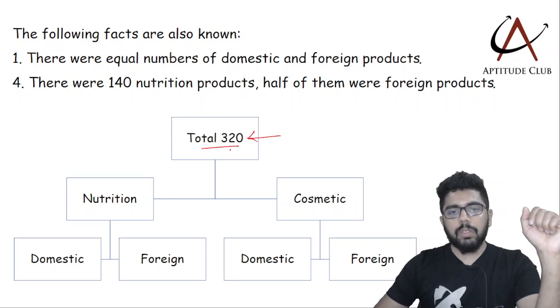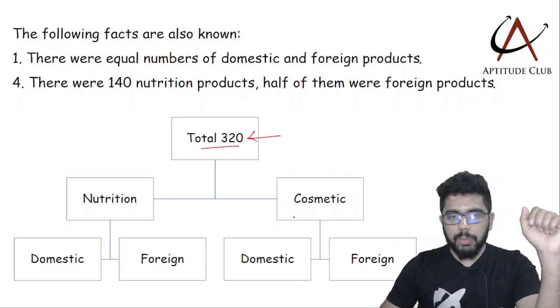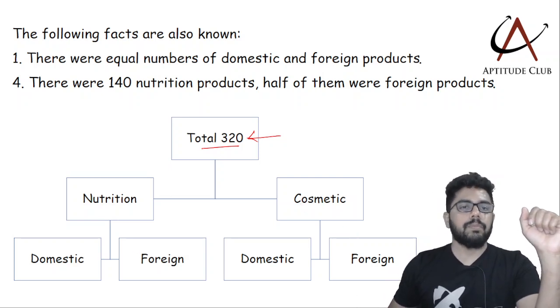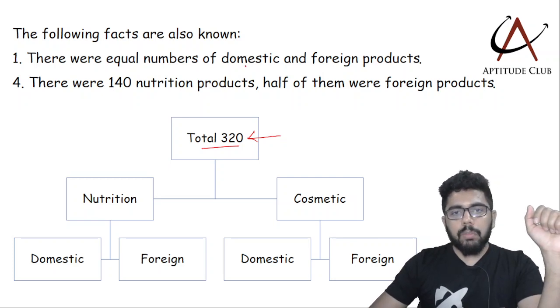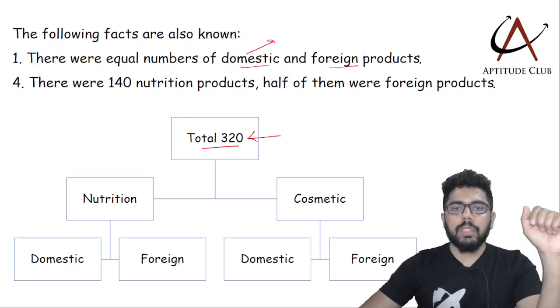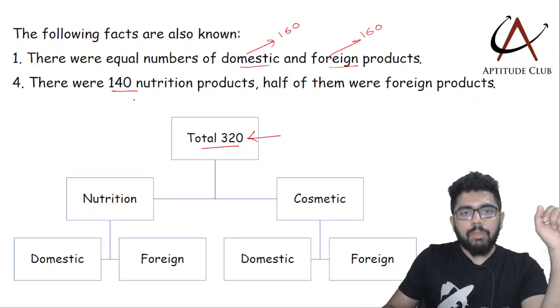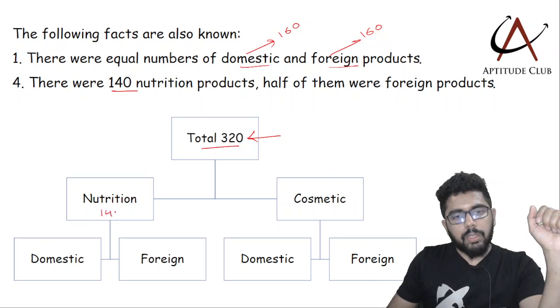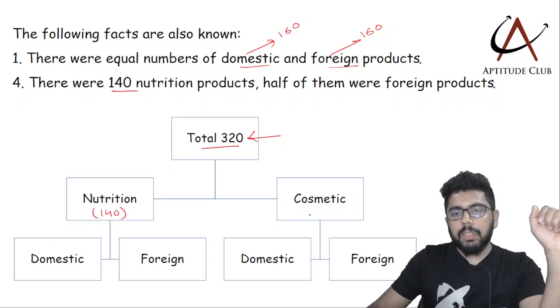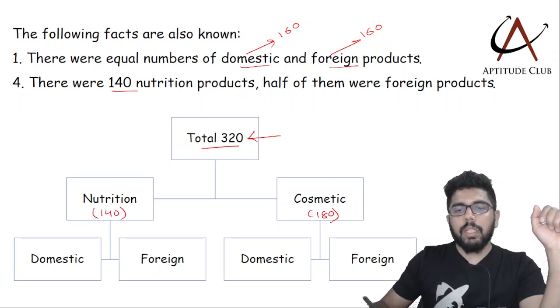Total 320 products classified as nutrition and cosmetic. Nutrition further classified as domestic and foreign. Cosmetic further classified as domestic and foreign. It is said there are an equal number of domestic and foreign products. So domestic products will be 160, foreign products will be 160. There are 140 nutrition products. So this is 140. So that means the rest will be cosmetic, 180.